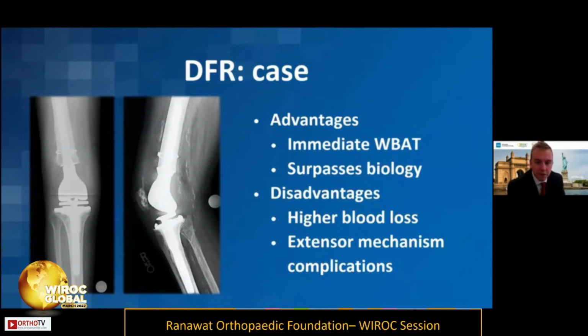The main advantage of this is immediate weight bearing. Like I said, you bypass the biology; there's no need for any healing at all. Some disadvantages, obviously, are a somewhat larger case, potentially higher blood loss and medical complications. And if you don't have good technique and do it right, there can be extensor mechanism complications, which we'll talk about.